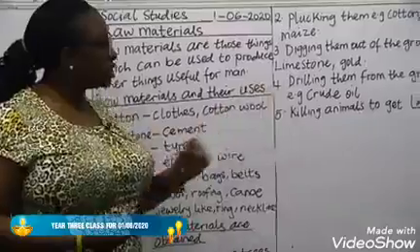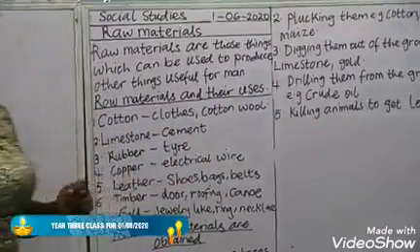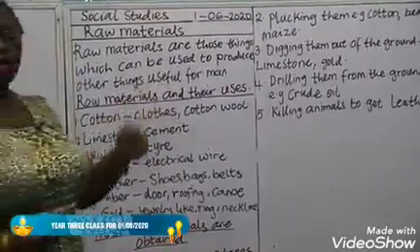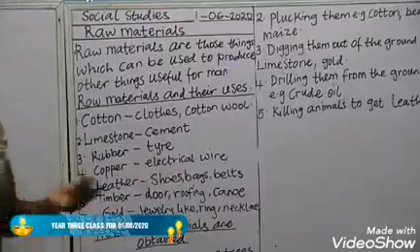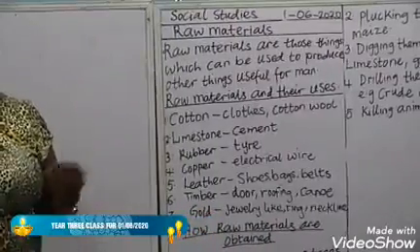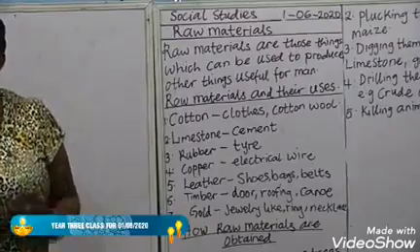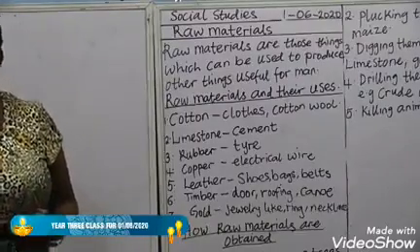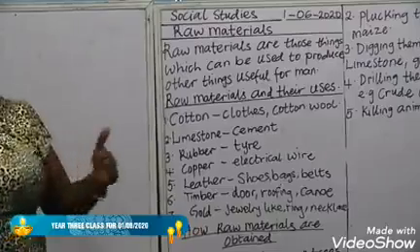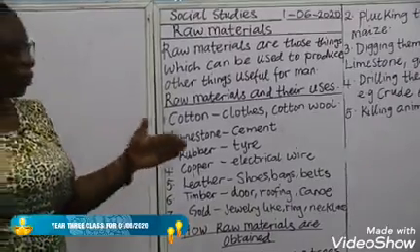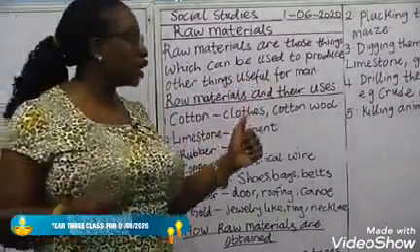Then drilling them from the ground is another way of getting raw materials. What are the raw materials that we can drill from the ground? We have crude oil. Our crude oil, when it is drilled from the ground, we can use it to make diesel, kerosene, fuel that we use in our cars. It can be broken into different components that will help us in different aspects of our economy.